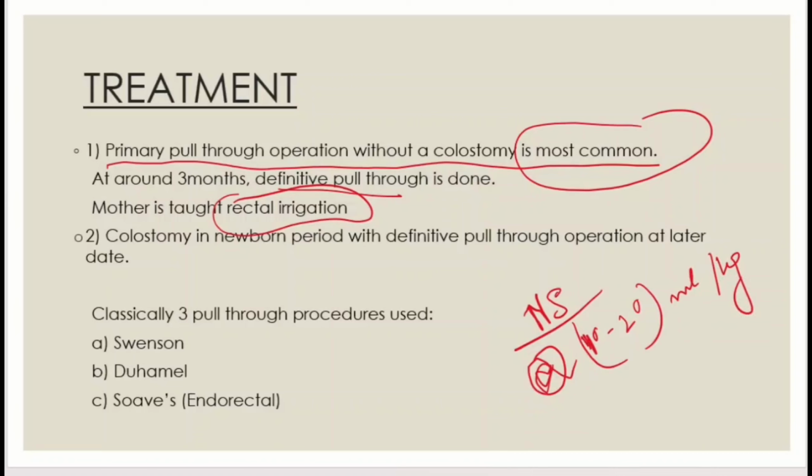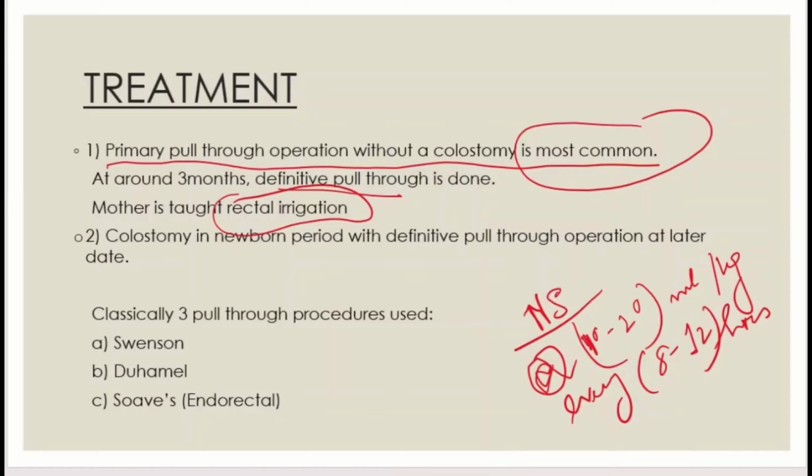Another common option is colostomy in the newborn period with definitive pull-through operation at a later date. Classically, 3 pull-through procedures are used: Swenson, Duhamel, and Schwab's endorectal surgery.